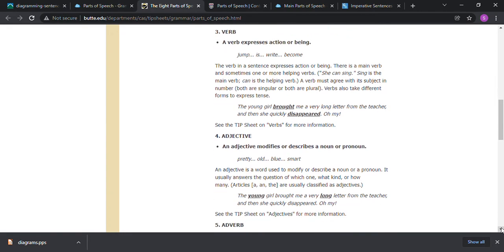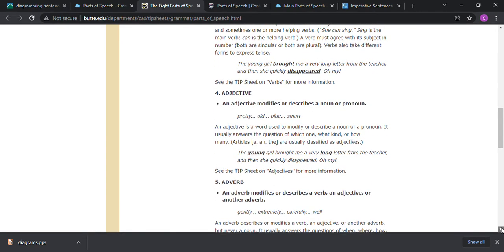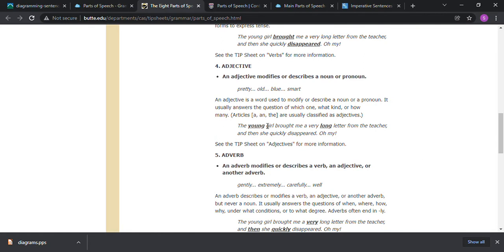And then it talks about the adjective. And see, I like this because it talks about an adjective is a word used to modify or describe a noun or a pronoun. Adjective, subject, which is a noun or a pronoun. Sometimes it isn't just the subject, but that helps you to remember that. It says it usually answers the question, which one, what kind, or how many. That's what was missing on the other website.